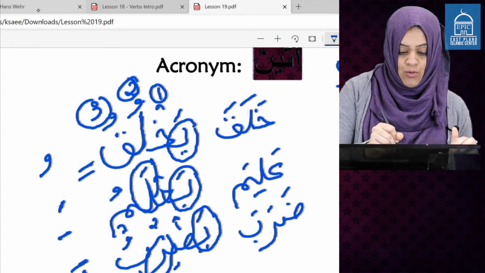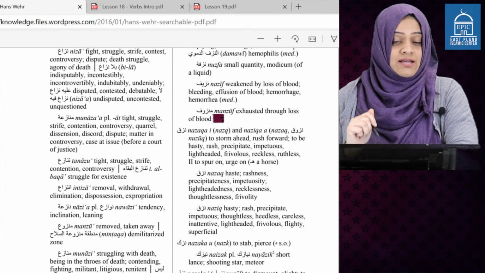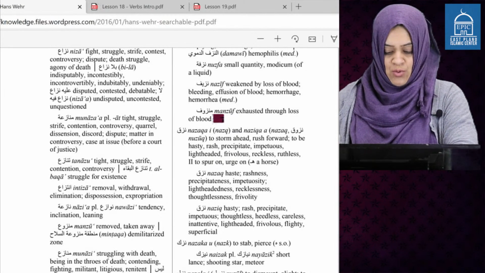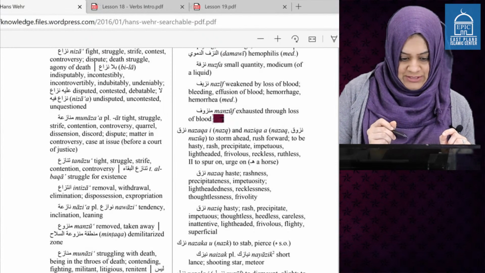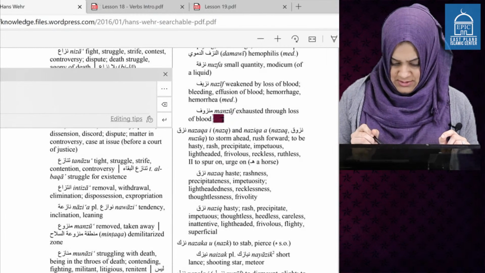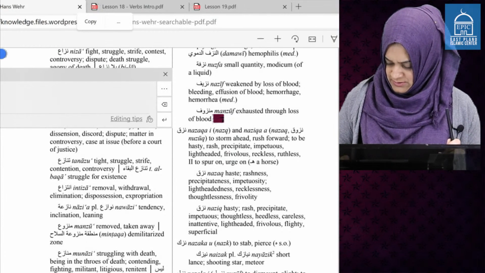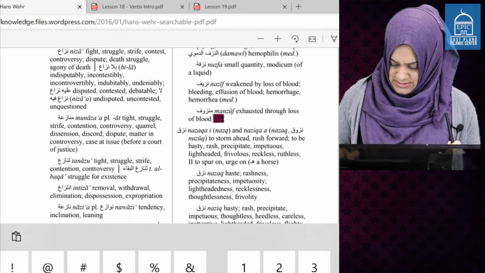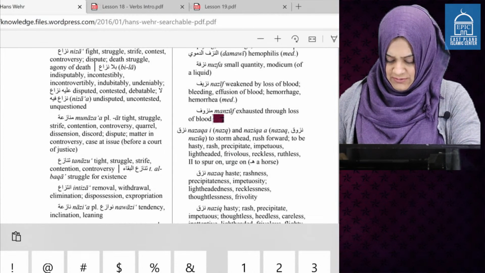I'm so excited for this. I'm going to open up Hans Wehr Dictionary here. This device that I'm using does not have the Arabic font in it. If it had, it would have been easiest. So what I'm going to do is I'm just going to go with the page number. Say for example, I'm going to go to page number 236. Okay, here you go. 236. So I'm going to take the example of darasa.